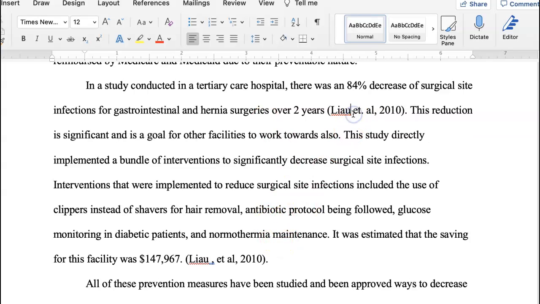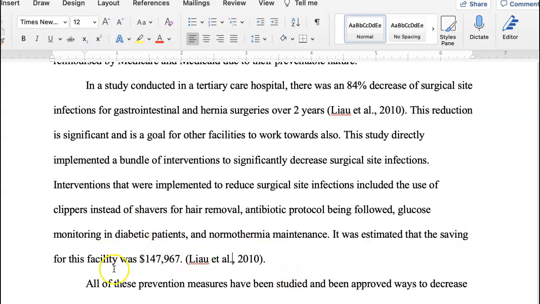And then for your in-text citations, the period comes after the et al. So it would be Luau, I don't know how you say that name, et al. period, comma, 2010. So that's how you would cite that one. And then again down here, et al. And then this is great.